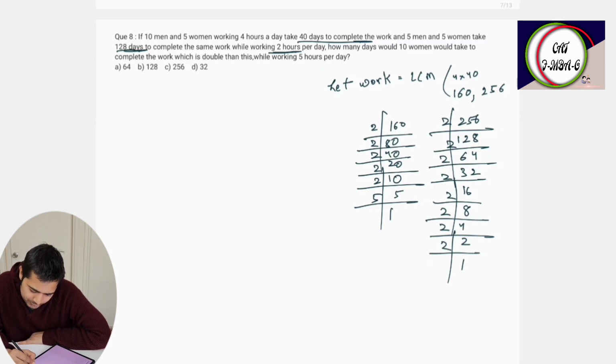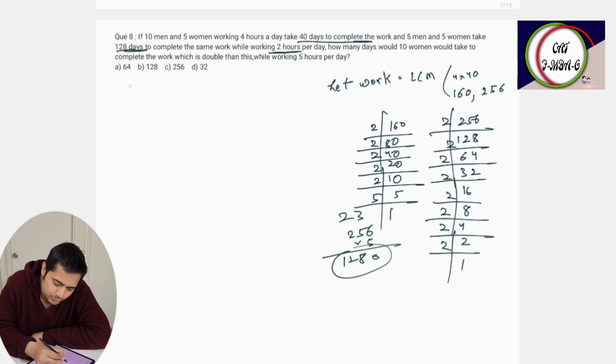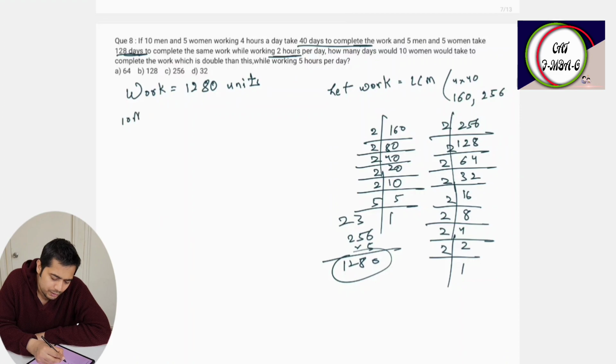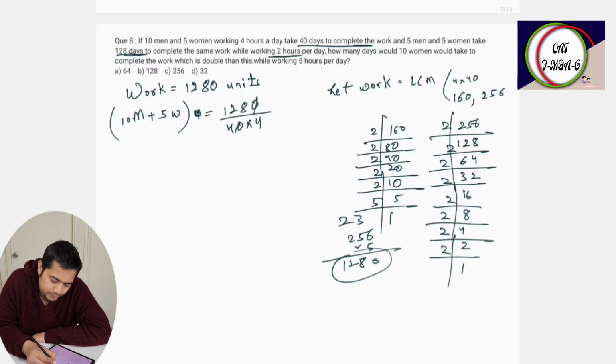So this is 256 into 5, that is 1280. Let total work be equal to 1280 units. Simple. So for 10 men and 5 women working 4 hours, the rate of 10 men plus 5 women is equal to 1280 divided by 40 into 4, which is 8. So 10m plus 5w is equal to 8, equation number 1.